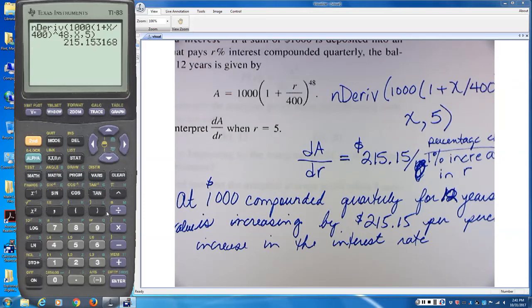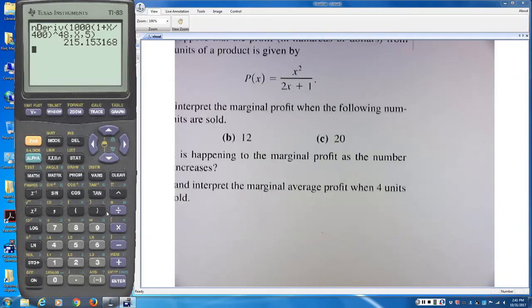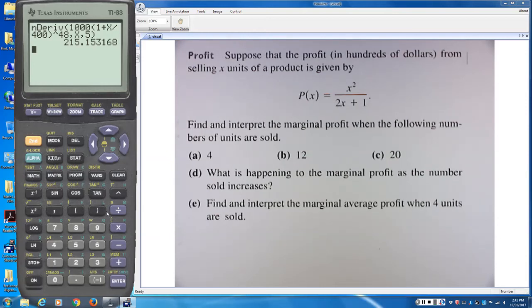Okay? Last one. Talk about profit. Yes? Is that $250 per year or per quarter? No, it doesn't matter. Your future value is actually how much that's in the bank at any particular point in time, but the variable here isn't the time, it's the interest rate. So if you increase the interest rate by 1%, that means your future value is gonna go up $215.15 in that 12-year period, every time you boost up the interest by 1%.